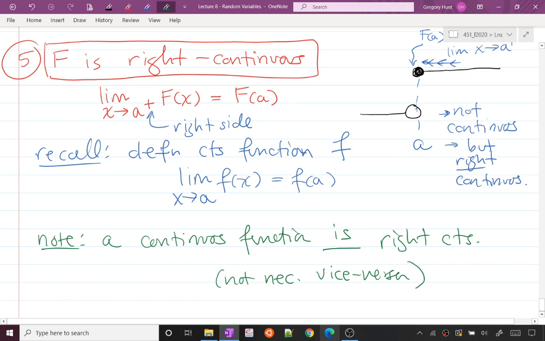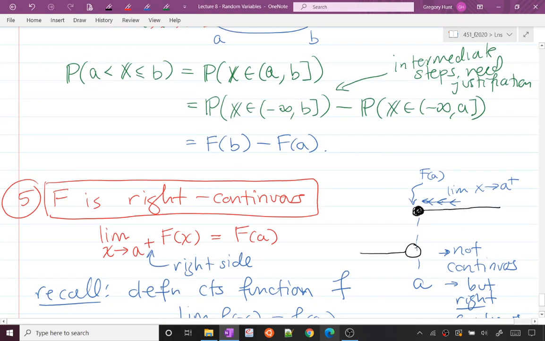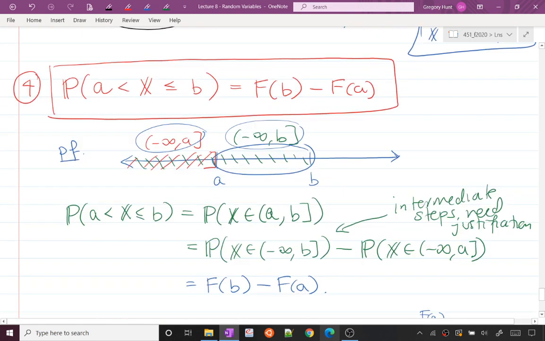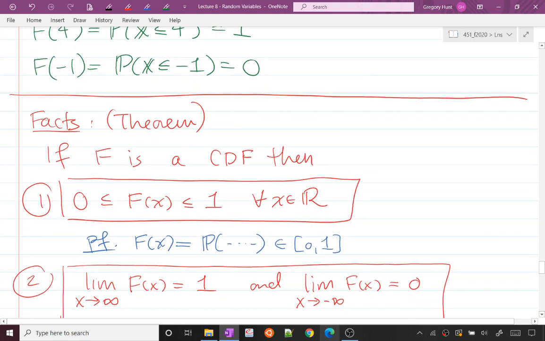If you're continuous, then you satisfy this limit from the right and the left. But right continuity is kind of a weaker condition that is satisfied. And the only reason I bring it up is to show up in a theorem. But practically often you just say, well, the CDF is continuous, therefore it's right continuous. Therefore, okay.